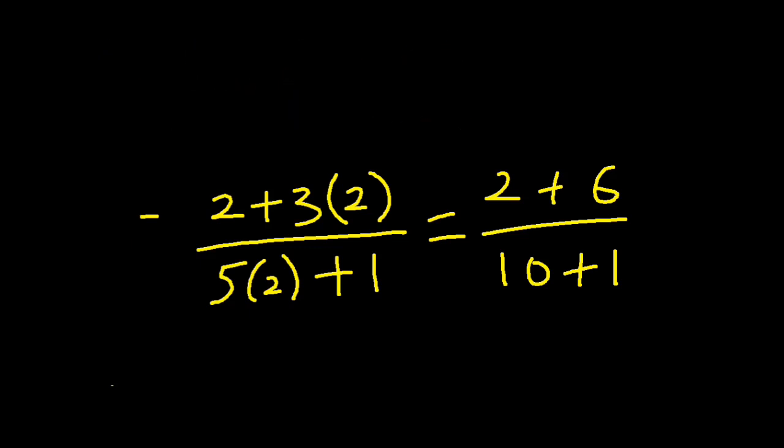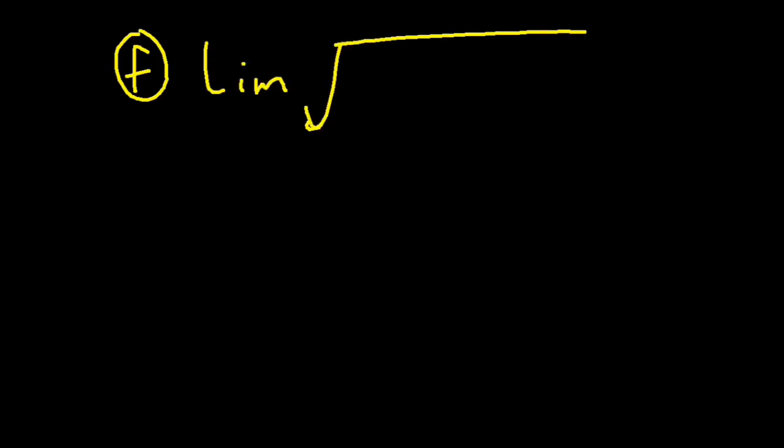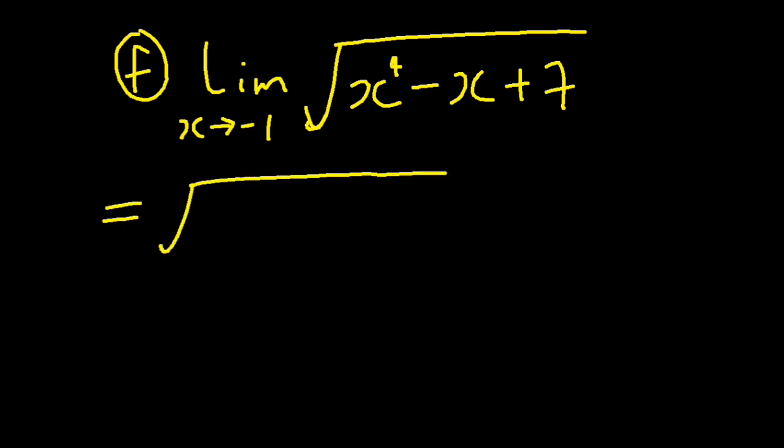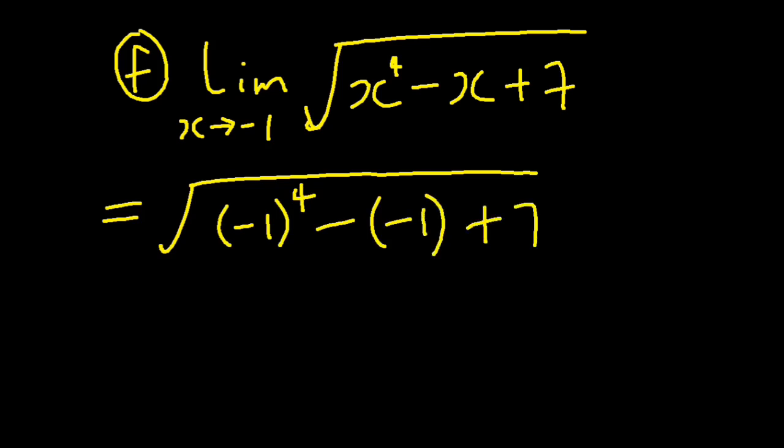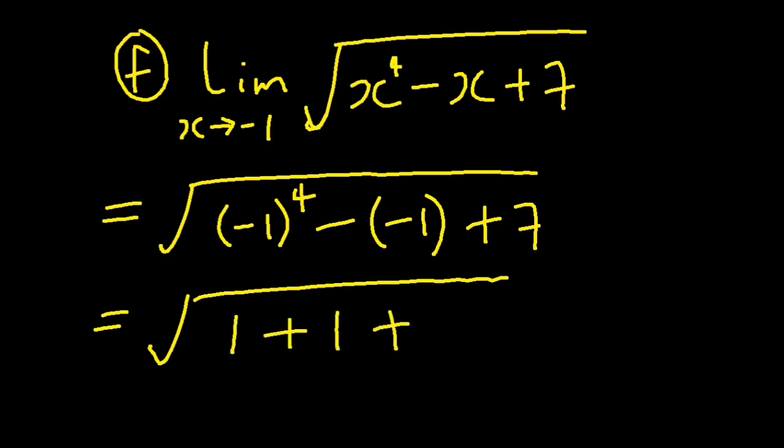Now let's look at another example. Example F, we have the limit of the square root of x raised to power 4 minus x plus 7 when x tends to minus 1. This is equal to the square root of minus 1 raised to power 4 minus minus 1 plus 7. So this is equal to the square root of 1 plus 1 plus 7, which is the square root of 9, which is equal to 3.